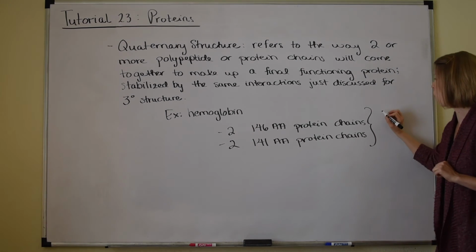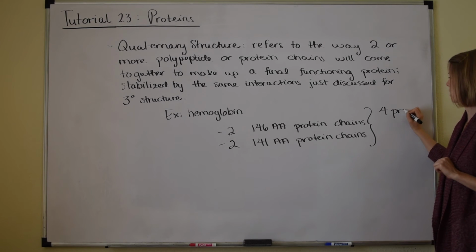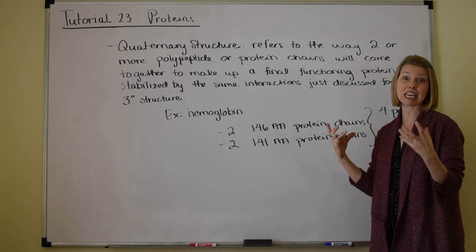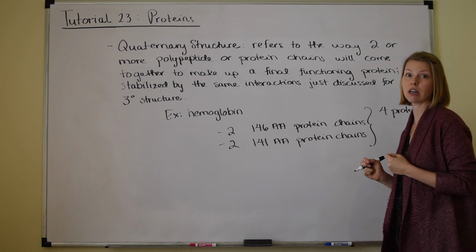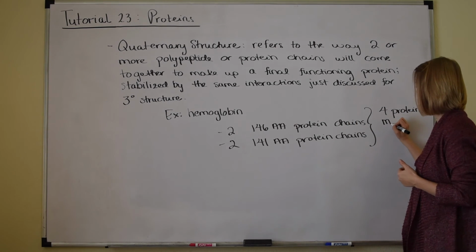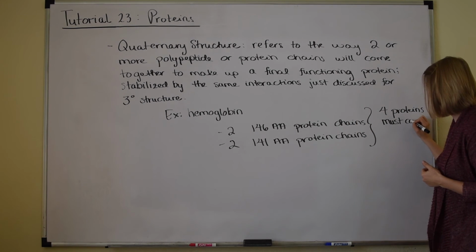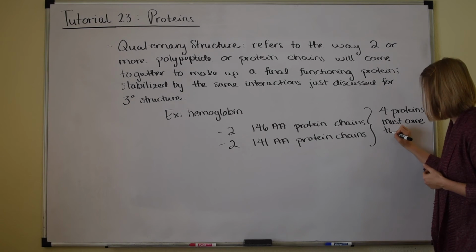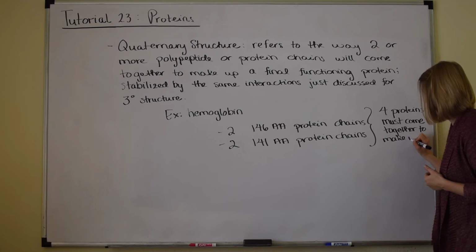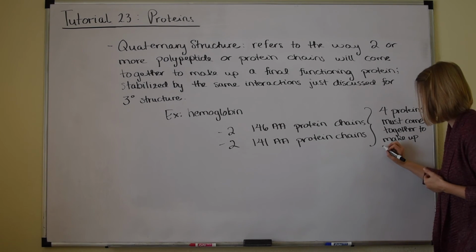And then those 4 proteins have to come together to make up the final functioning hemoglobin protein molecule, protein structure. 4 proteins must come together, let's write that here, to make up the final functioning hemoglobin.